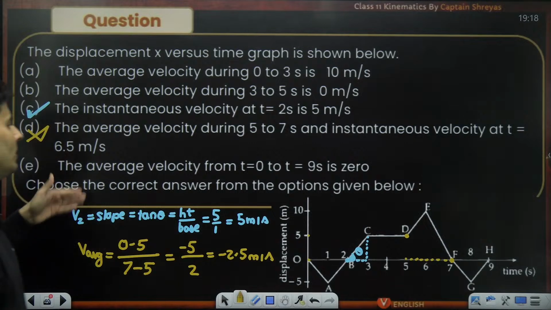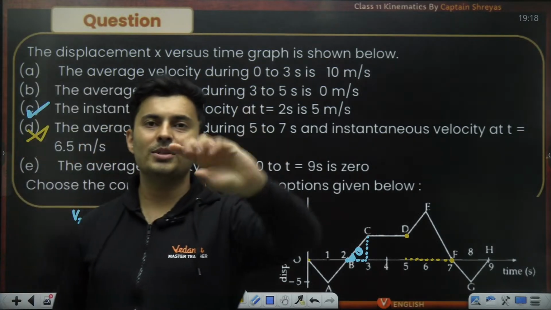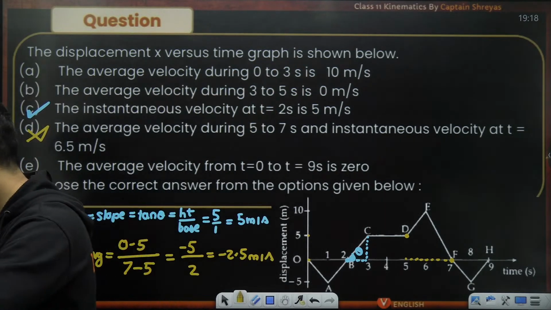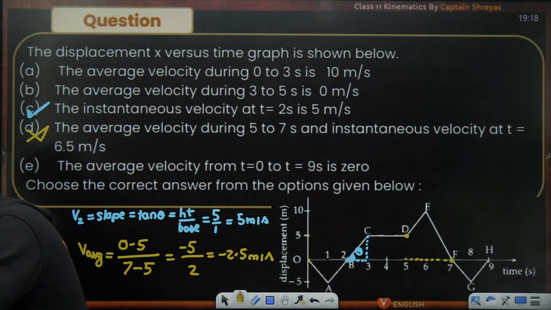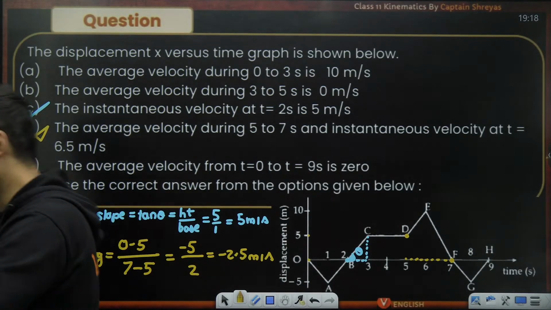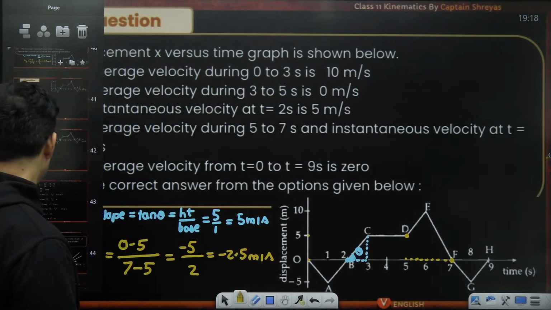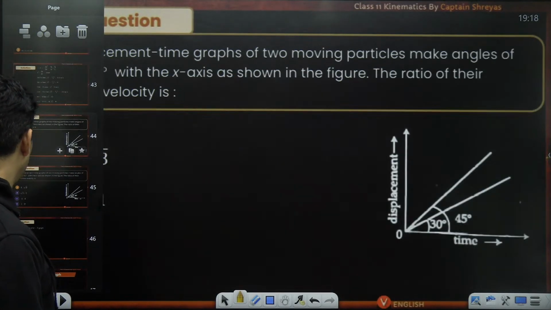You don't have to sit and solve everything. Just look at the options and you can start eliminating. Yeah? Cool? Yes, C was true. Perfect, my dear warriors. So this is how the questions are. So moving on to another question.